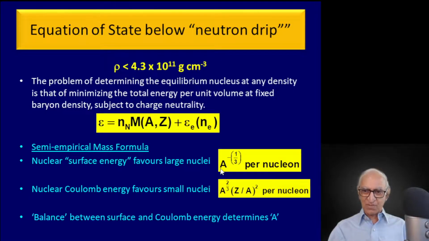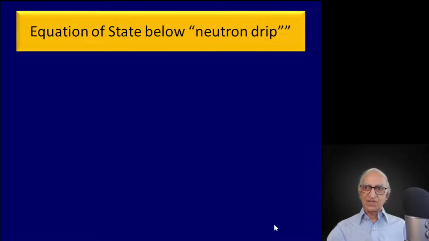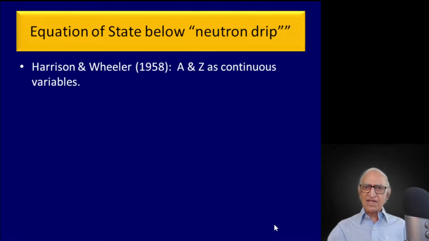So you have to combine this. So the balance between the surface energy and the volume energy will determine what is the optimum value of the total number of neutrons and protons inside the nucleus. So that is the principle that has been used below the neutron drip. Now, there have been some sophistications that have been added to this from the 1940s.